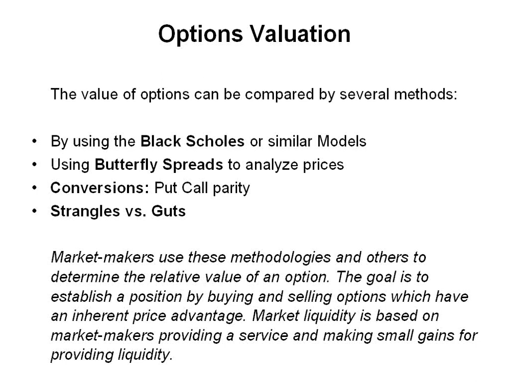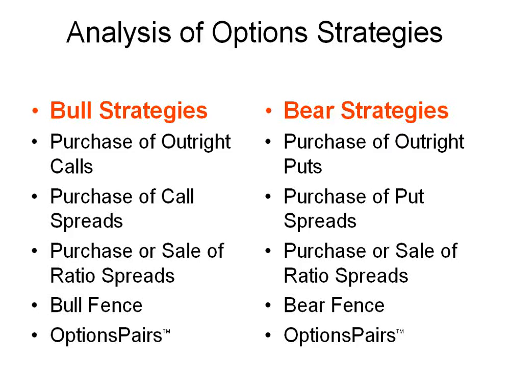Now, the Black-Scholes model sets up an implied volatility system whereby you can look at the implied volatility and say, this is high compared to something else. But it's not a pure method of arbitrage. Butterfly spreads, conversions and reversals, and strangles versus guts would really be considered pretty much pure arbitrage. Market makers use these methods and others to determine the relative value of an option. The goal is to establish a position by buying and selling options which have an inherent price advantage. Market liquidity is based on market makers providing a service and making small gains for providing liquidity.